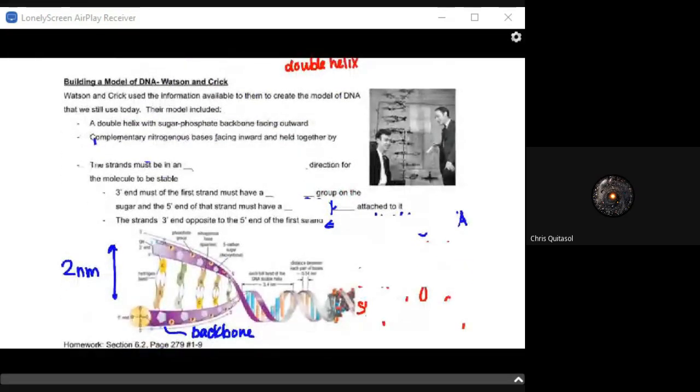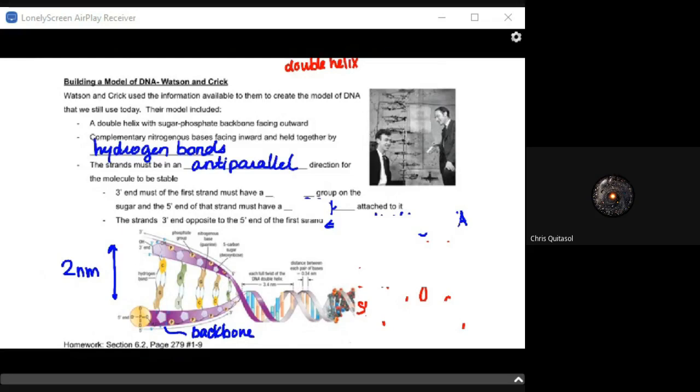So lastly, we're going to look at Watson and Crick, the famed scientists who looked at the model of DNA. They used the information available to them to create the model that we still use today. Their model included a double helix and a sugar phosphate backbone facing outward. Thank you very much, Ms. Franklin. They also included complementary nitrogenous bases facing inward and held together by hydrogen bonds.